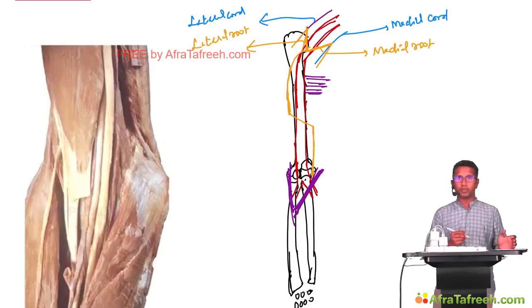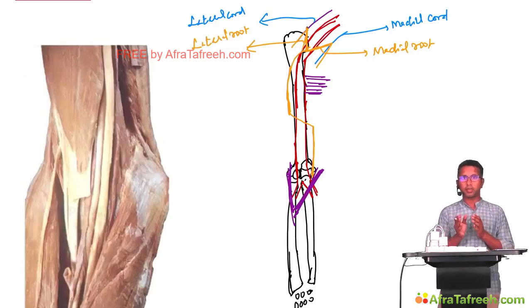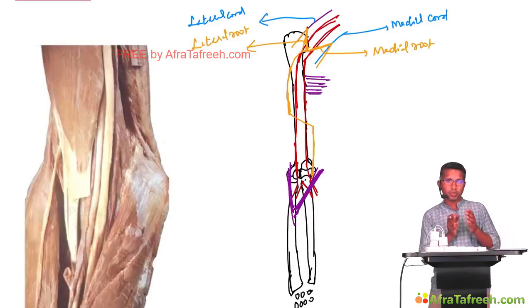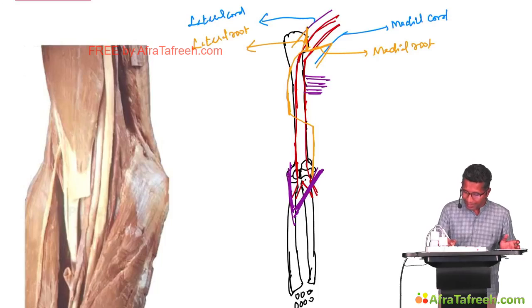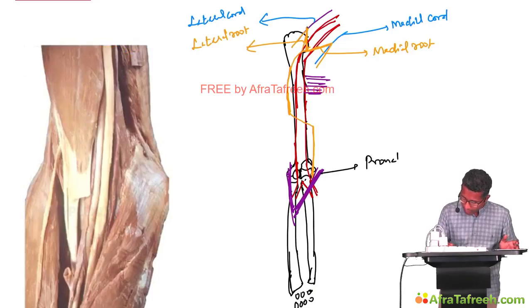When it enters the cubital fossa, it sees a muscle in between. It is obstructing the course of the nerve. So this muscle is nothing but the pronator teres muscle. So what is this muscle? This muscle is called the pronator teres muscle.